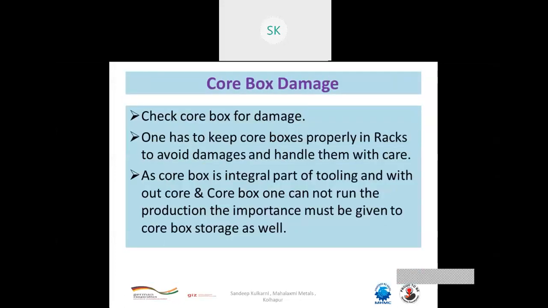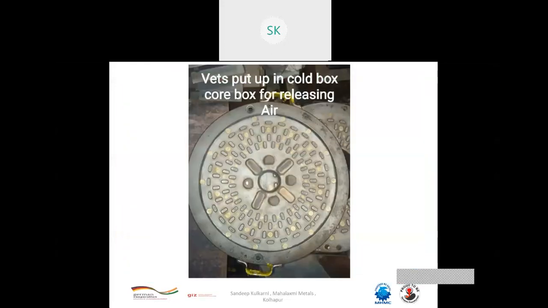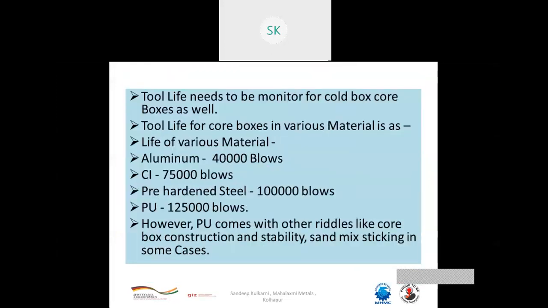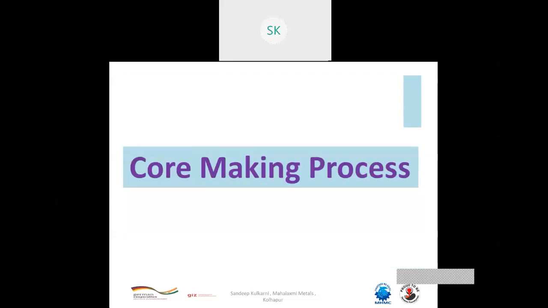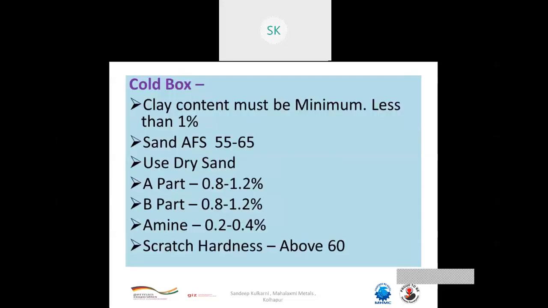So we'll start with the core making processes. For core making, the clay content must be minimum, less than 1%. So whatever sand we are using for the core box, clay content must be less than 1%. Sand AFS is 55 to 65. Normally people use this to get a good surface finish of the core.